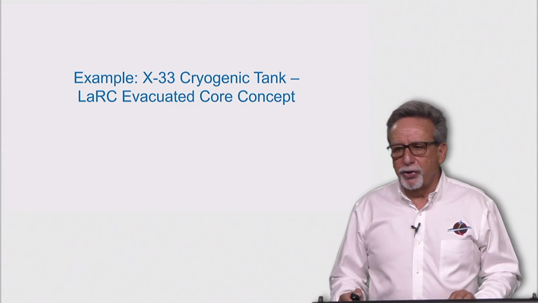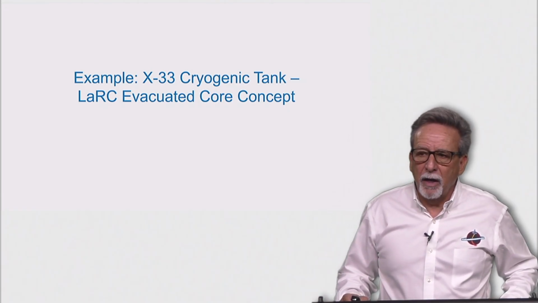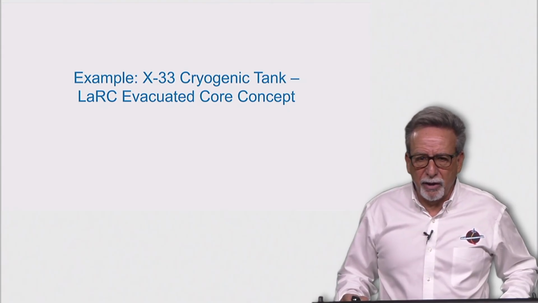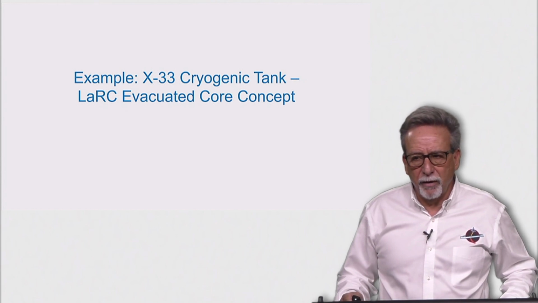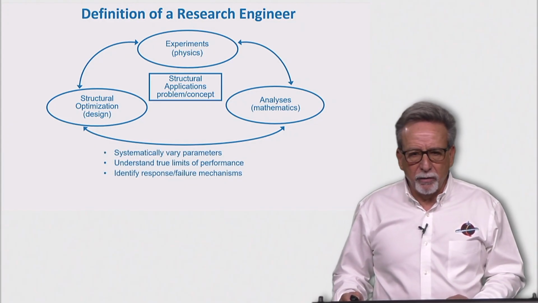Next example we will show, which illustrates the importance of failure and identifying failure mechanisms early, was the development of a reusable cryogenic tank for a single-stage-to-orbit vehicle called the X-33. Remember, we discussed how you construct knowledge. I'm not going to go through that.